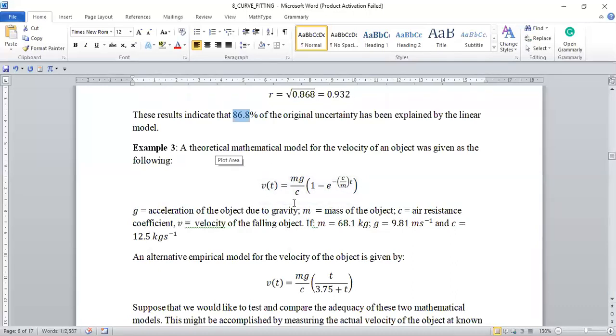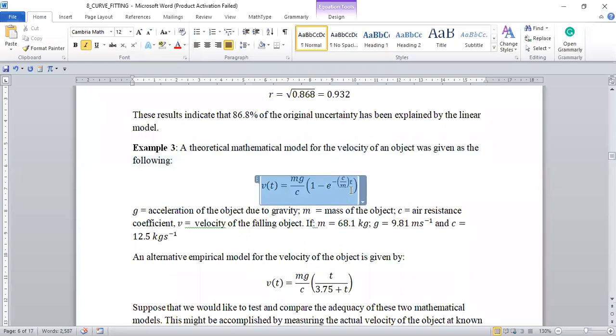So this example is saying that you are given, so we actually encountered this particular model. This is the model of the falling objects. We actually derived this in the very first class of this course. So we derived the velocity of a falling object given by this.